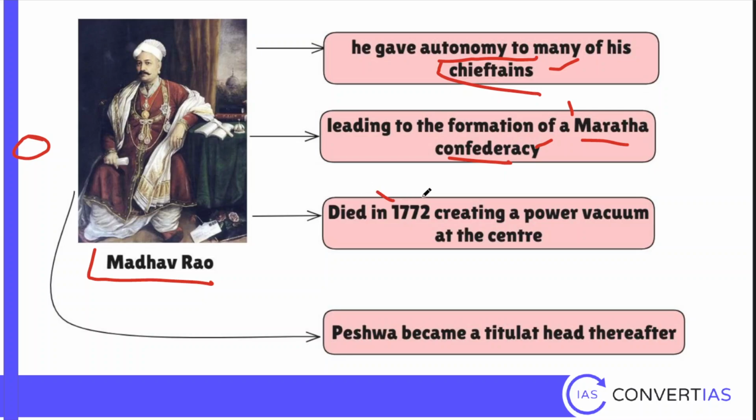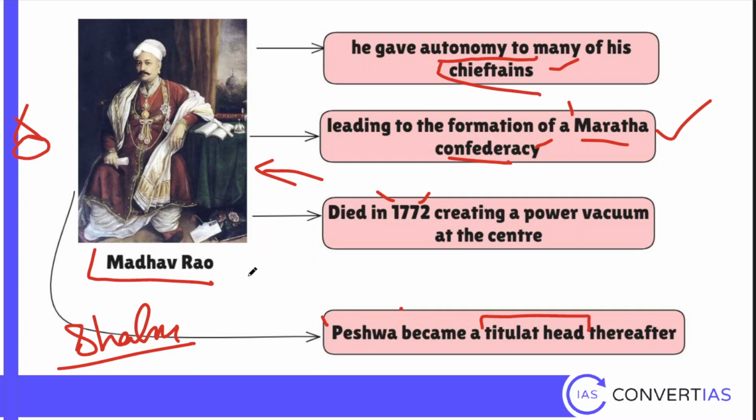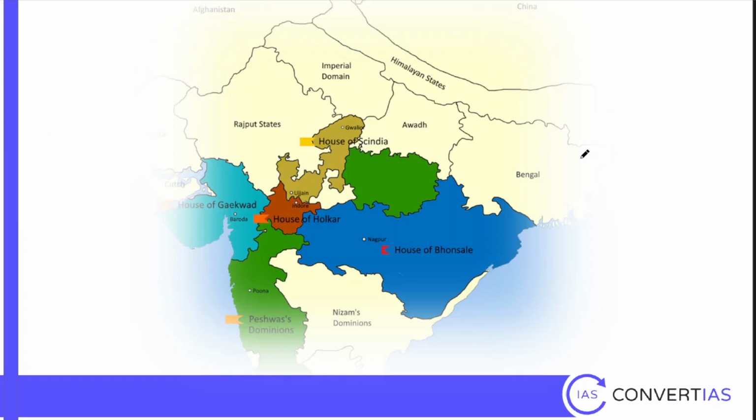In 1772, Madhav Rao dies. So the power center in Pune declines, and these confederacies become powerful. The Peshwa becomes a titular head, just like how Shahu, the Maratha king, became a nominal head. The Peshwa is going to become a nominal head after Madhav Rao. And thereafter you have five Maratha confederacies coming up. You can see them here on the map. The confederacies are Bhonsle, Scindia, Holkar, the Peshwas themselves, and the Gaikwad.